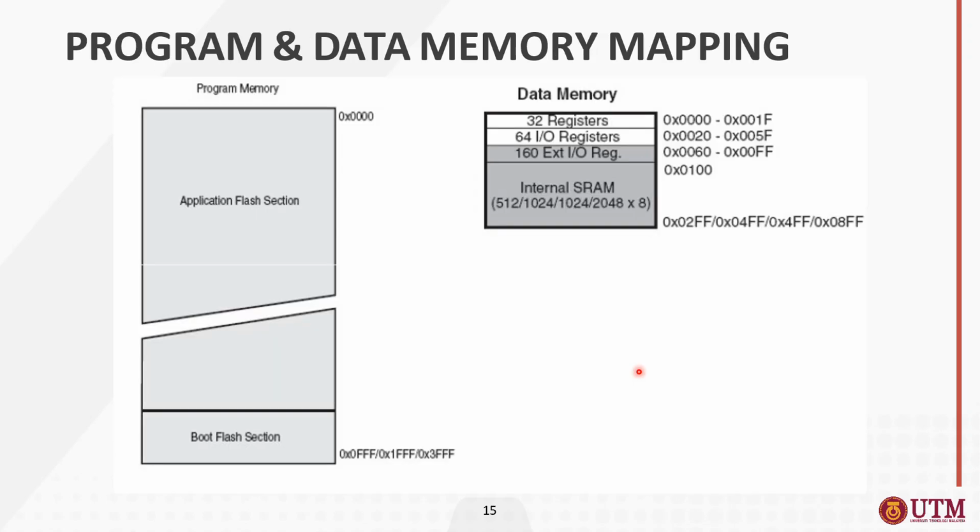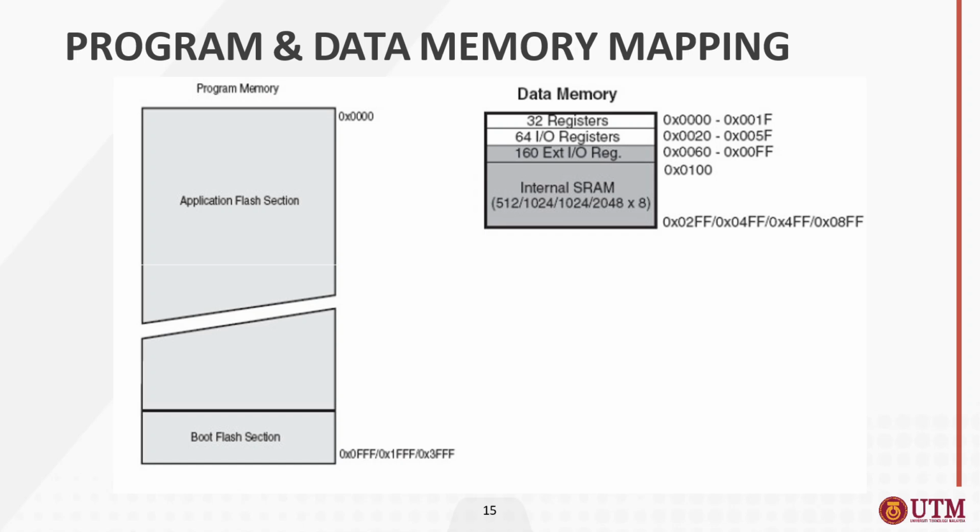Next we go to the program and data memory mapping in the ATmega 328. The memory is organized into two main types: program memory and data memory. The program memory, which we also call flash memory, is non-volatile, so it retains the data even when the power is turned off. For example, if you program the code into your ATmega 328, it remains even after you switch it off. You don't have to flash your program again.